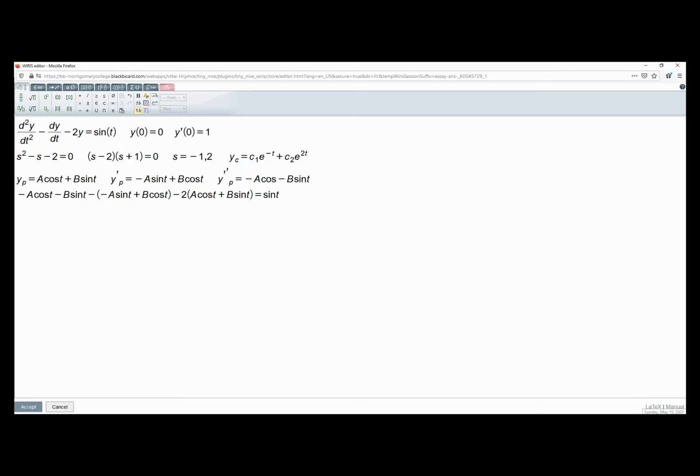So let us see how many cosine t's do we have. We got negative a here, right? Then minus b minus 2a. We got those many cosine t's, then plus, then we are going to write how many sine t's? Negative b, negative is positive, so that's positive a, and then we get negative 2b, am I right? Yes, negative 2b sine t, and that equals how much? Sine t.